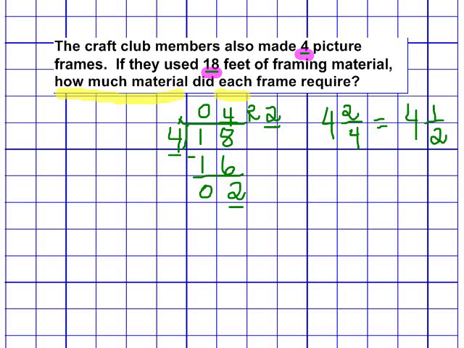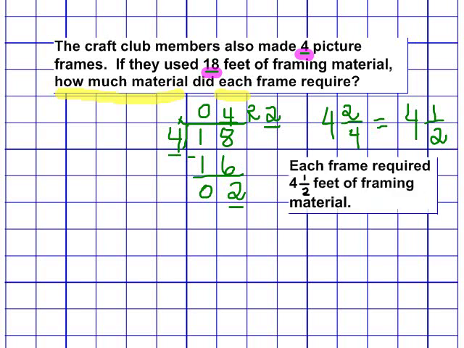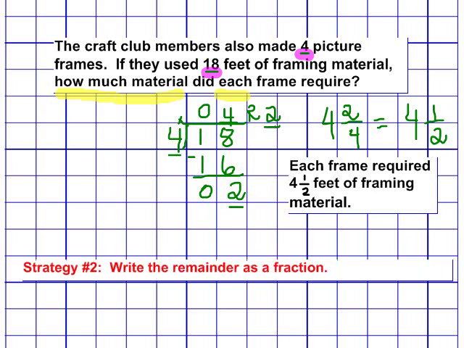Let's go back to the question. How much material did each frame require? Well, each frame required 4.5 feet of framing material. In this example, then, we use strategy number 2. Because all of the framing material was used, we needed to use the remainder as well. So we interpreted the remainder as a fraction.